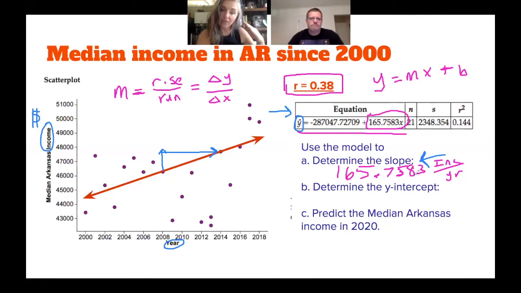Okay. And we would have an overall increase in income per year. And we talked about the fact that this isn't a great model. The R value is below 0.5, and that's maybe not great. Okay. Let's look at the y-intercept.